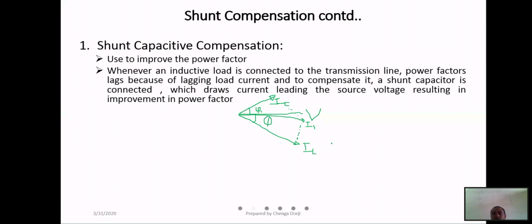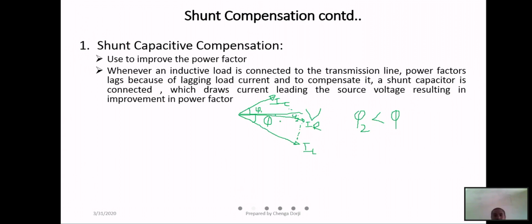Okay, so this is your resultant current. And now if you see this phi, suppose this is phi 2, which is the angle between the voltage and resultant current. So now if you see, phi 2 is smaller than phi 1, which means the power factor has improved. So this cos phi has improved at last.